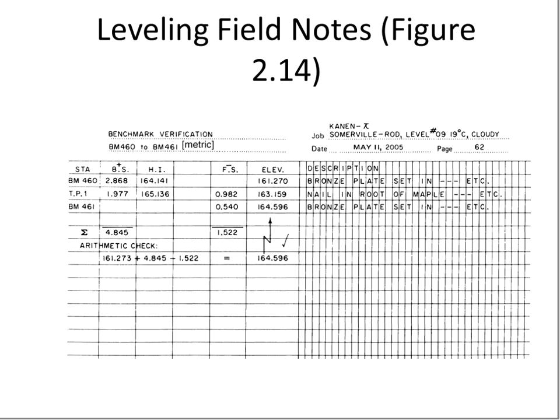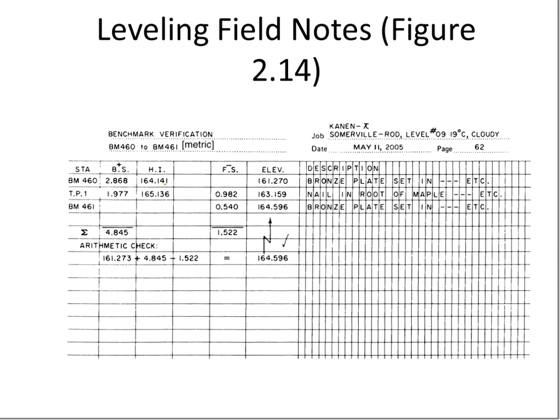It basically means this is what a field book setup could look like. You have your stationing or your marks, right? Your initial benchmark, your temporary point, and then another benchmark in this case. You can see that they've given a description of each of the marks. The back sight on that benchmark calculates, so we know the elevation of the benchmark. We add our back sight to get the height of our instrument. We then take our foresight on TP1 and subtract that to get the elevation of TP1.